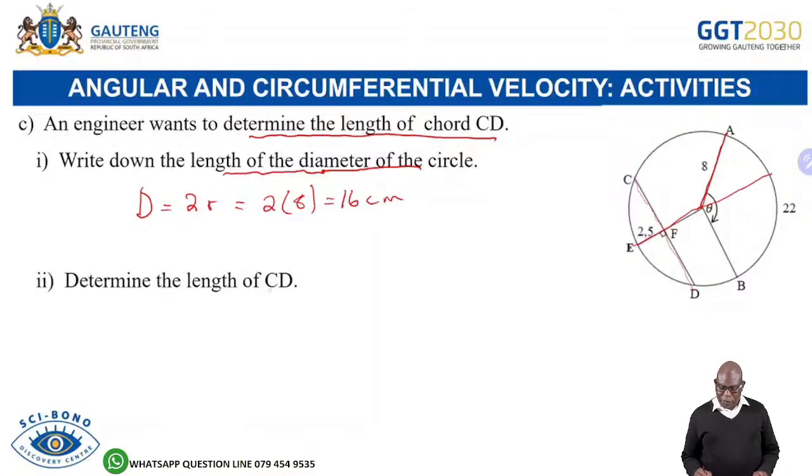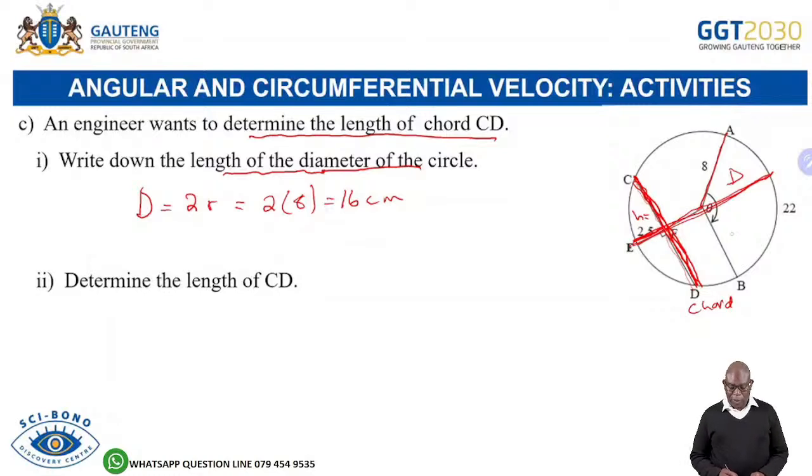Now, determine the length of CD. What is that CD? I have a height here. I have CD. I have a diameter. Oh, can you see? You go to your formula sheet. What is this CD? It's a chord. I have a diameter. I have a height. So what am I looking for? The chord. Which formula must I use? 4h squared minus 4dh plus x squared equals 0.